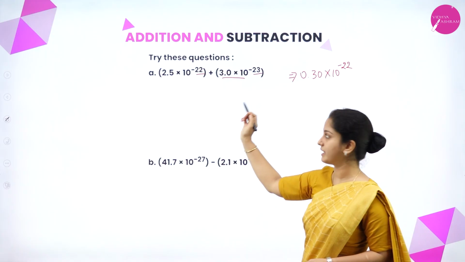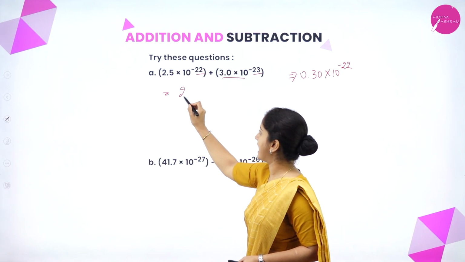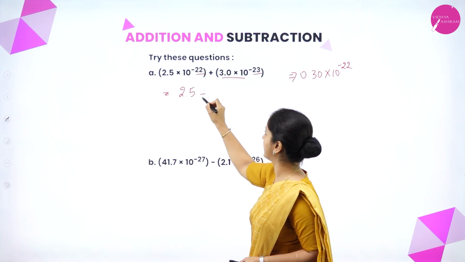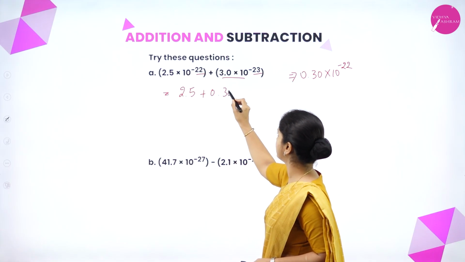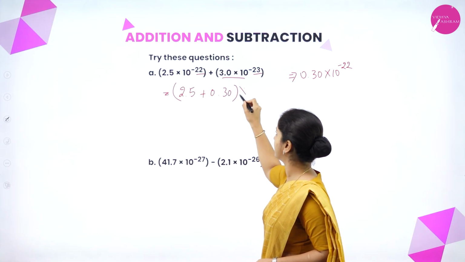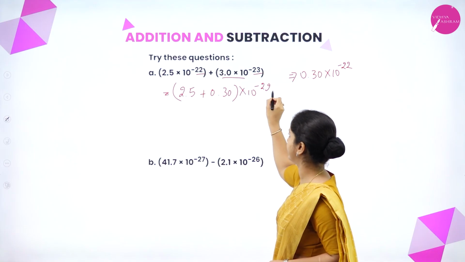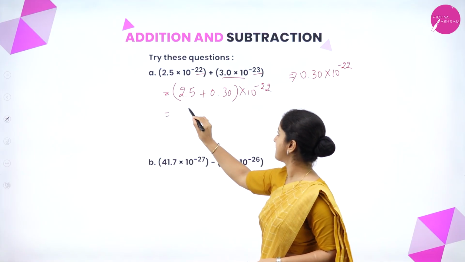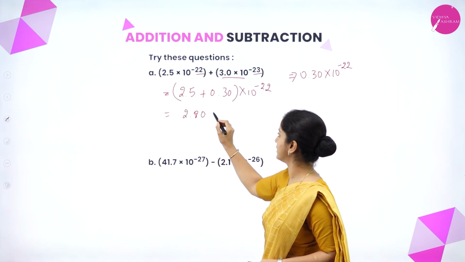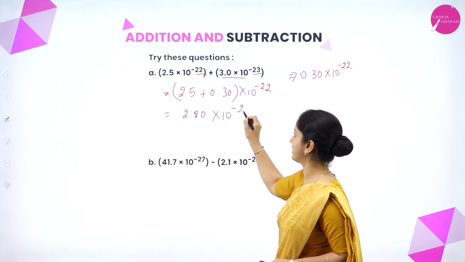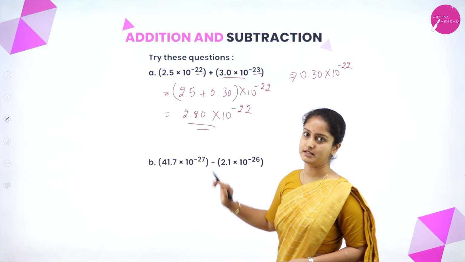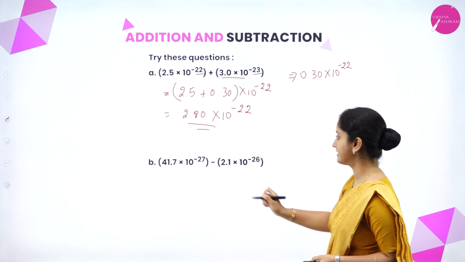Now the bases are the same, so you can add easily. 2.5 plus 0.30 into 10 power minus 22. So the answer is 2.80 into 10 power minus 22. I hope the answer is correct. So we'll try the second one.